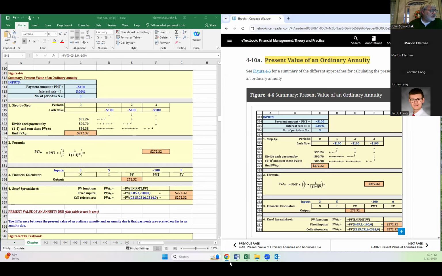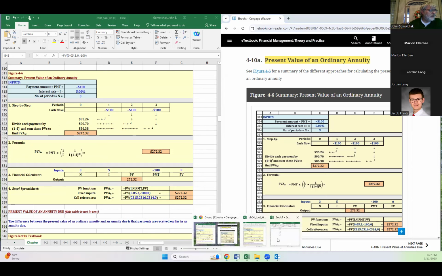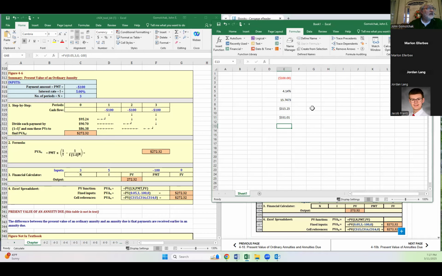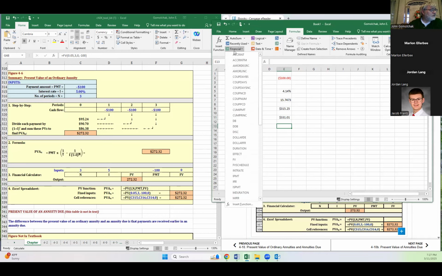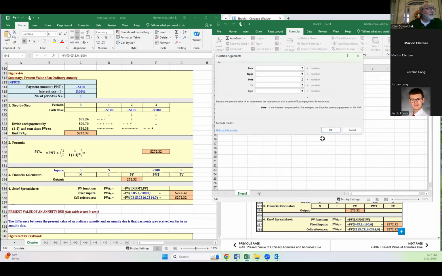Let's do the Excel spreadsheet process. Financial functions. We're looking for the present value, not the future value. Let's run down here, the present value. Rate, 5% again. Number of periods, 3. Payment, still a negative 100.